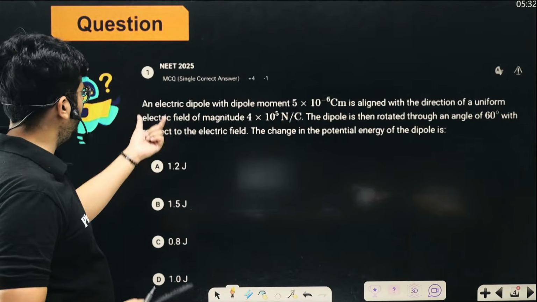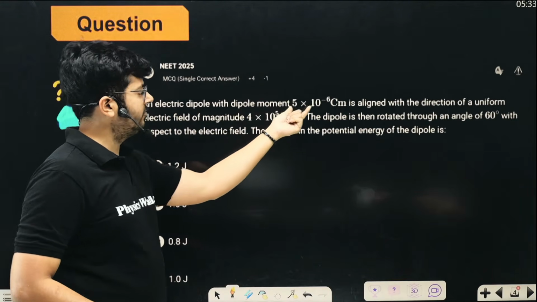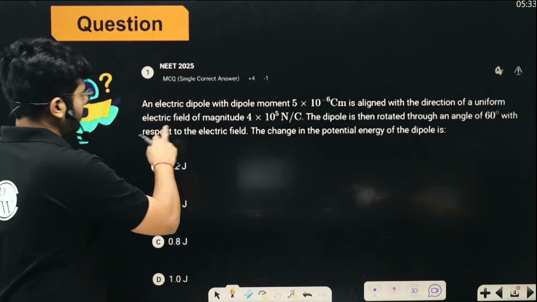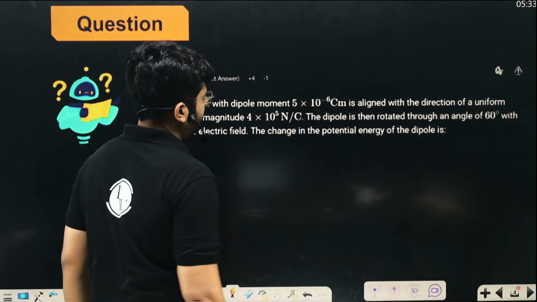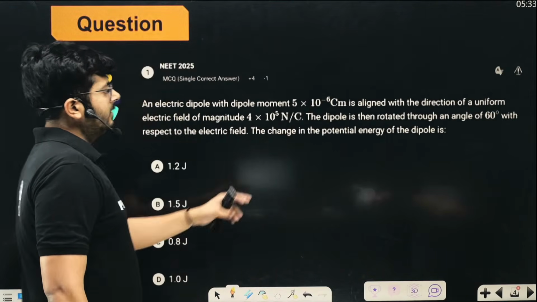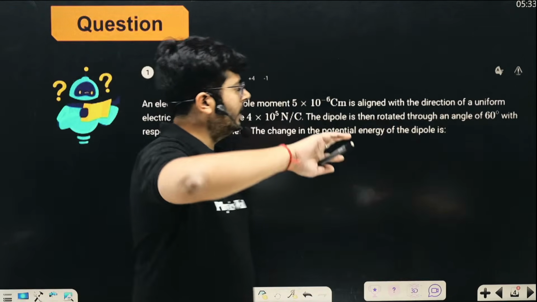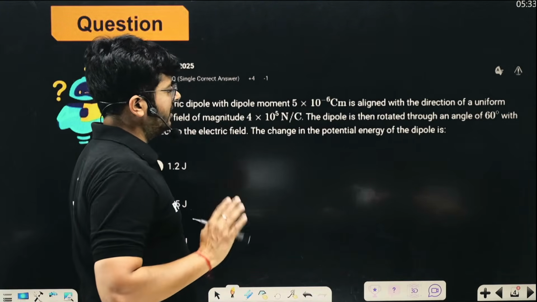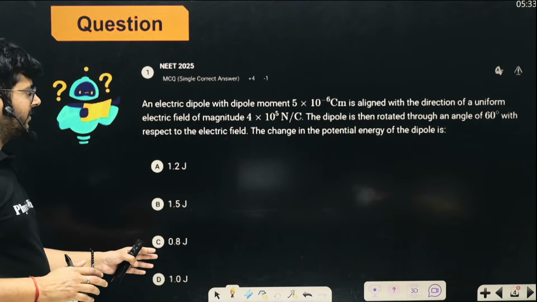The first question is talking about an electric dipole with a dipole moment 5 × 10⁻⁶ aligned with the direction of a uniform electric field of magnitude 4 × 10⁵ Newton per Coulomb. The dipole is then rotated through an angle of 60 degrees with respect to the electric field. The change in the potential energy of the dipole is... So what will be the change?